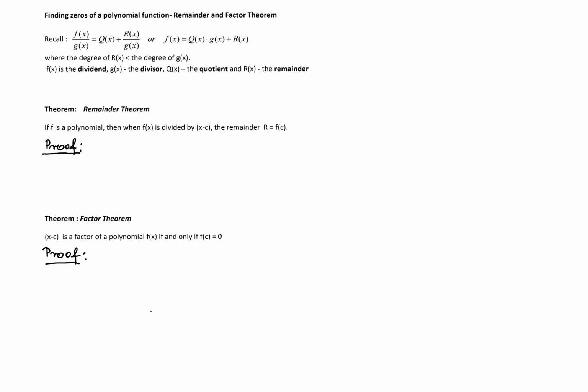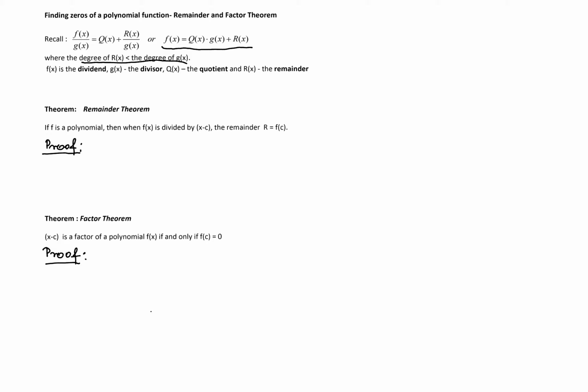The division algorithm theorem is used to obtain two important facts about the zeros of a polynomial. Those are the remainder theorem and the factor theorem. The division algorithm theorem says that if f and g are two polynomials such that the degree of g is at least 1, then f of x can be written as q of x times g of x plus r of x, where q of x is the quotient in the division, r of x is the remainder, and the degree of the remainder is always less than the degree of divisor g of x.